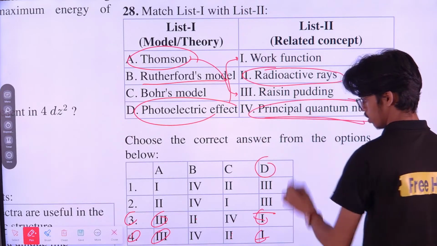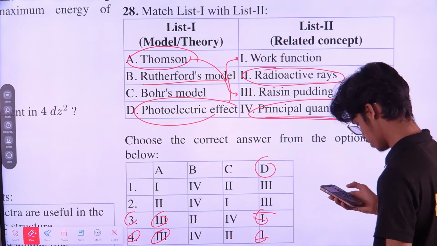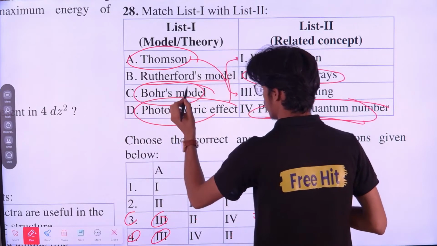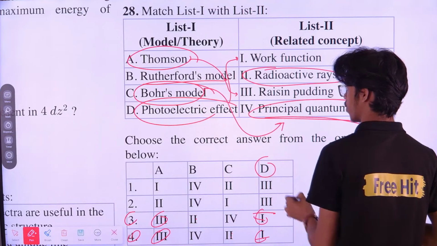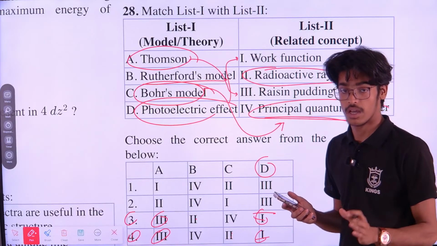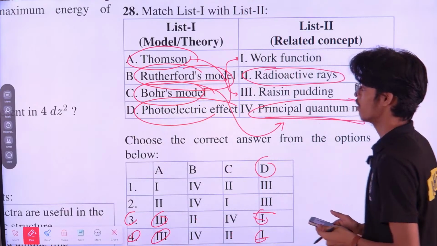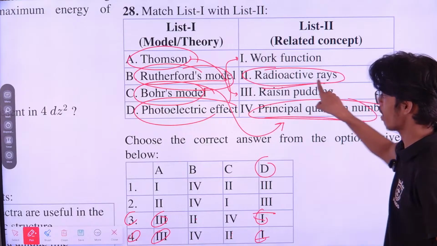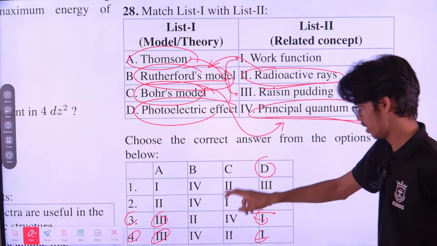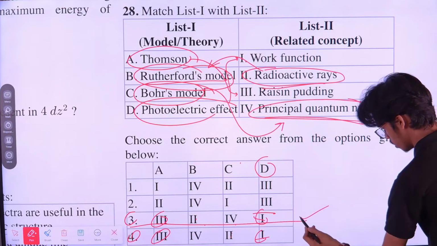So remember, you guys are telling 4th, but Thomson matches with 3rd. Yes, Thomson matches with 3rd, Priya. Good. Remember, because of Bohr's model, we are able to get the principal quantum number. Rutherford's model didn't give us the principal quantum number. Bohr's model gave it. And if you study nuclear physics, you will understand the radioactive rays research was done by Rutherford. So B is option number 2 and C is option number 4. So 3rd is the right answer.